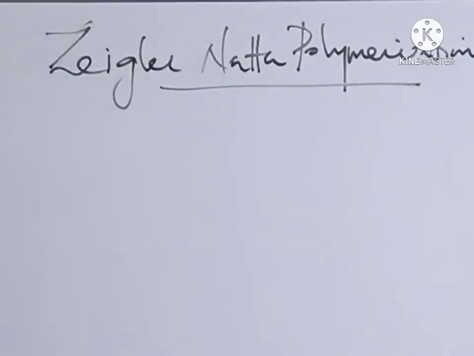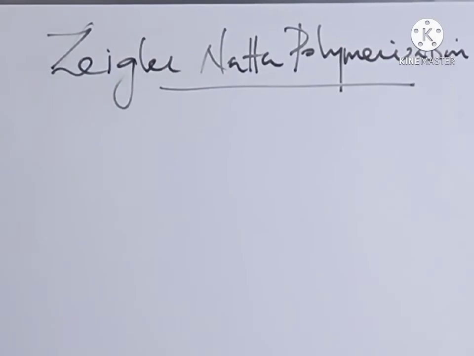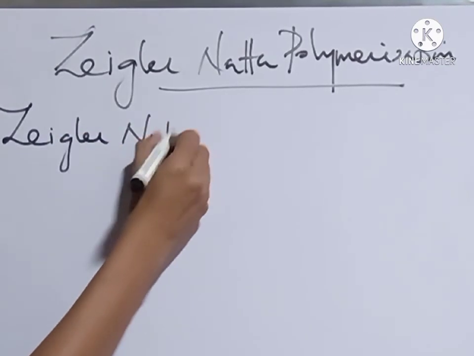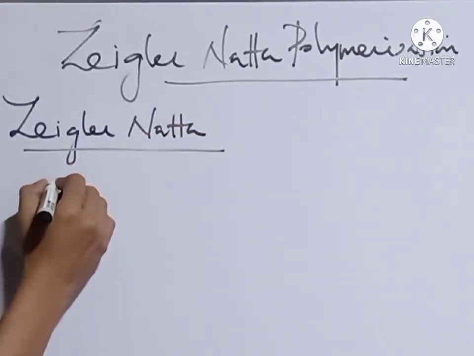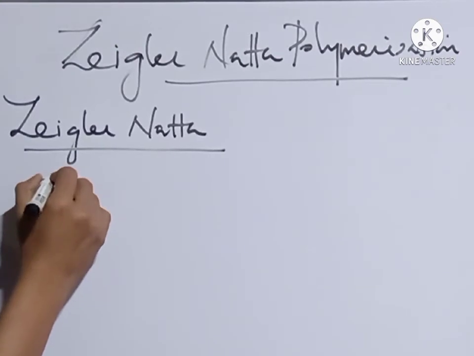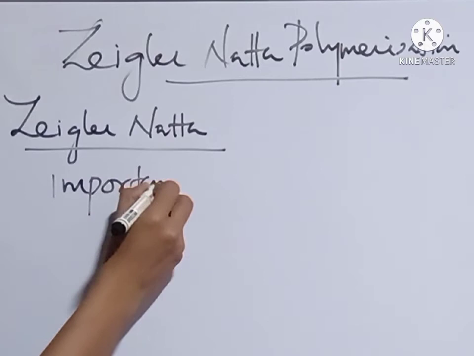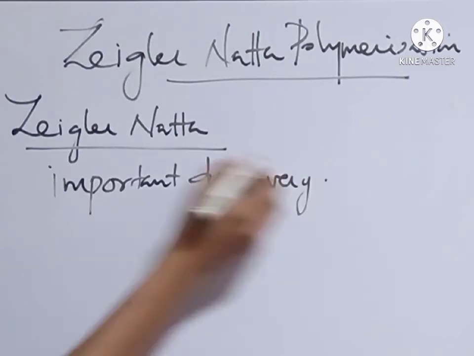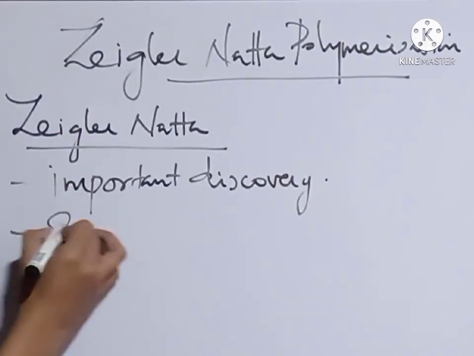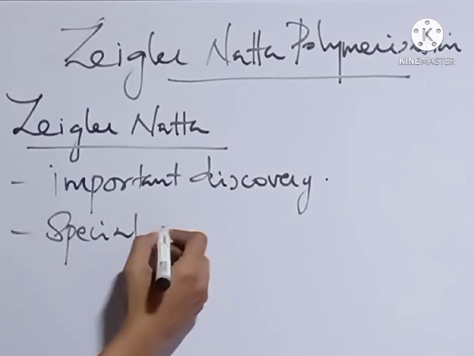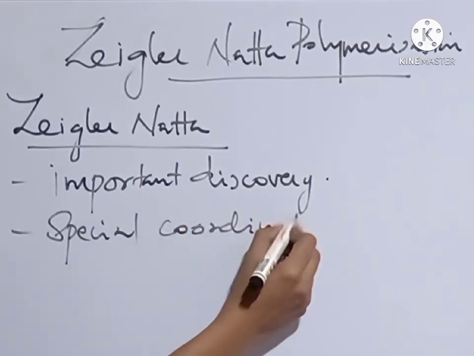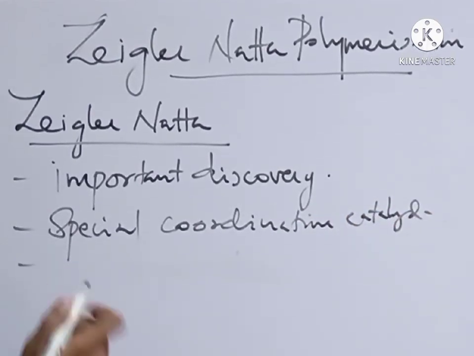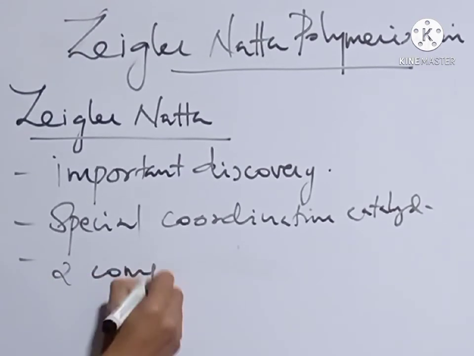Ziegler-Natta polymerization. Polymerization by using a Ziegler-Natta catalyst is known as Ziegler-Natta polymerization. So, the Ziegler-Natta catalyst is an important discovery. It is a special coordination catalyst. The Ziegler-Natta catalyst comprises two components.